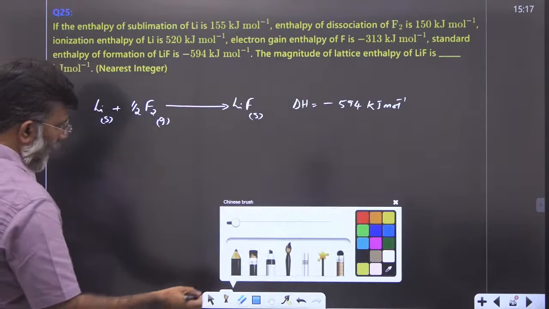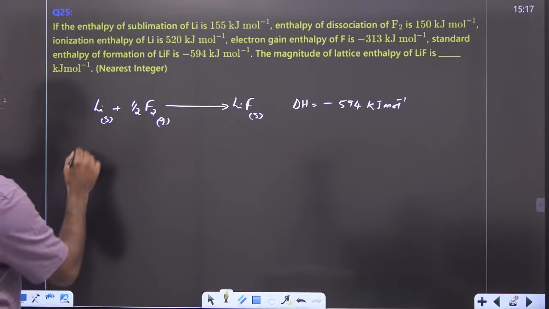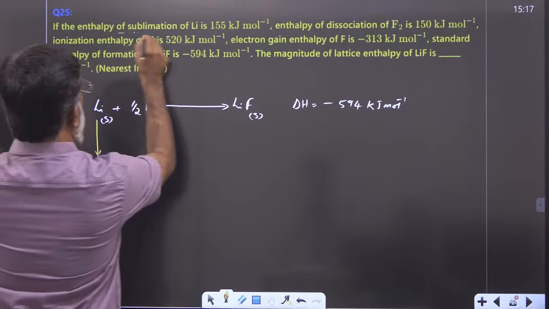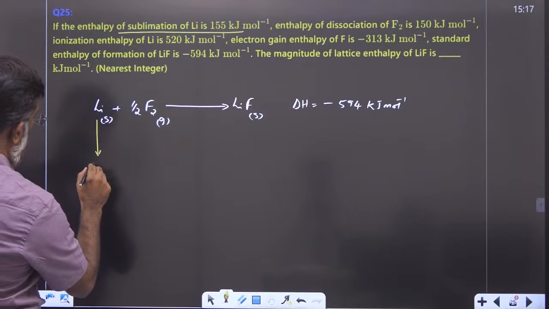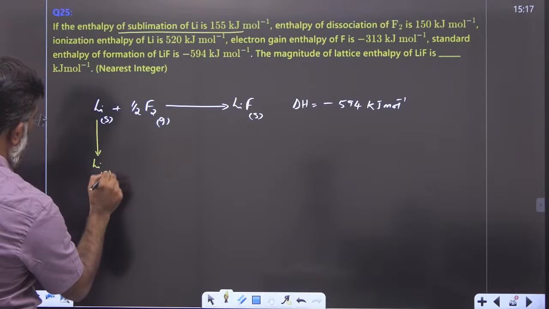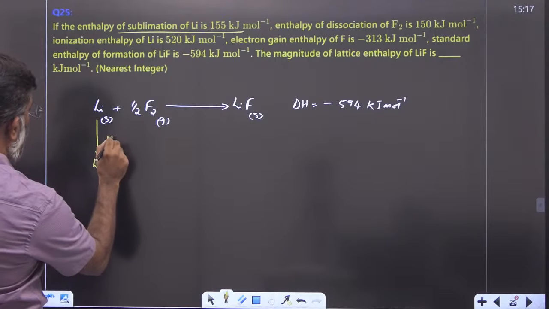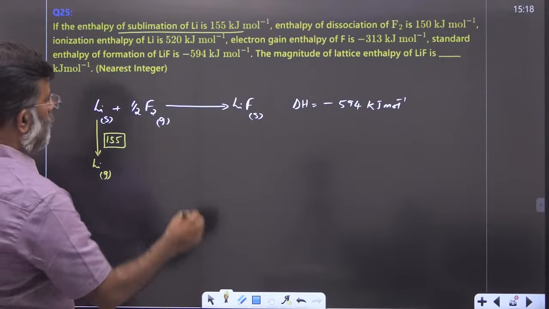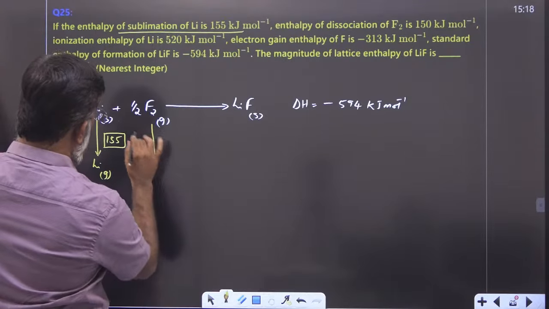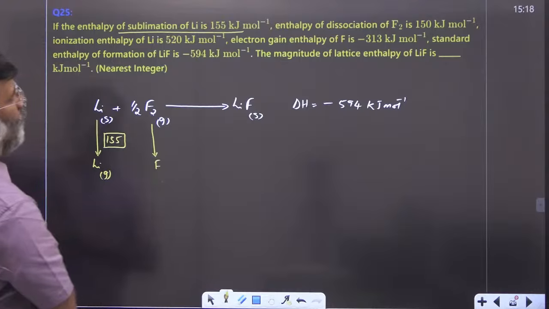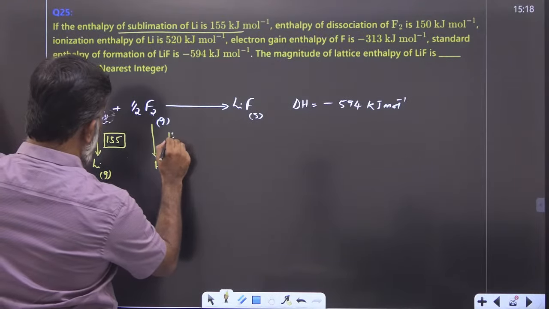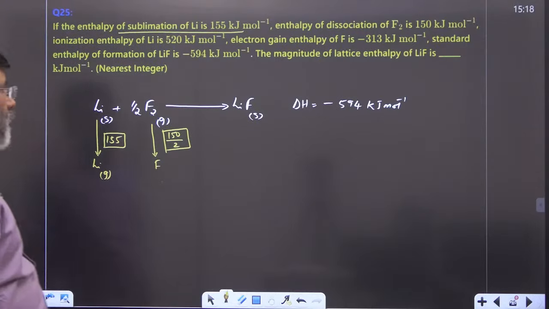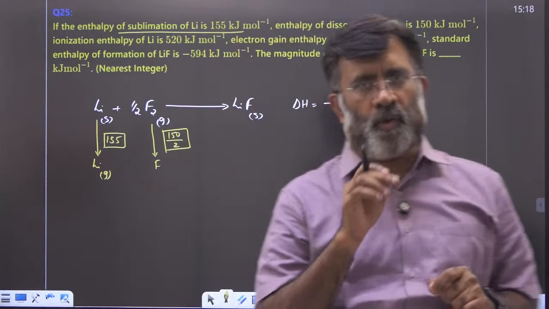Now, what other data is given? Enthalpy of sublimation of lithium is given as 155. So lithium solid is converted to lithium gas, the value given is 155 kilojoule. Then enthalpy of dissociation of F2 is given. Half F2 converted to F, the value given is 150, so it will be 150 divided by 2, 75, because 150 kilojoule is per mole.